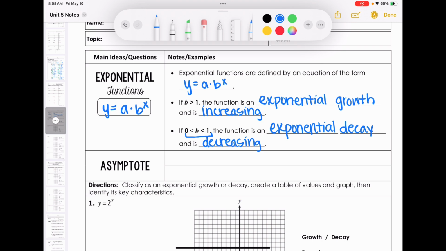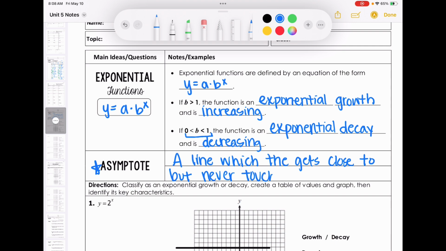All right, then another word that we are going to talk about is called an asymptote. And this is the line which the graph gets close to, but never touches or crosses. You're going to talk more about asymptotes in Algebra 2, so we're just going to briefly talk about them, and I'm going to show you a simple way to find them using exponential functions.